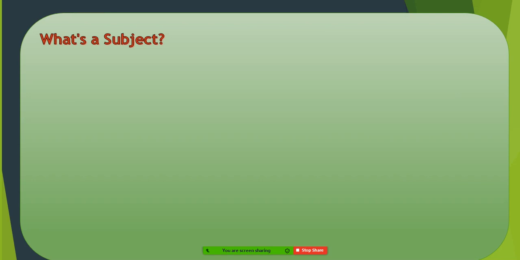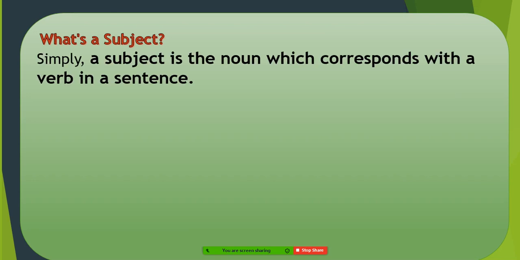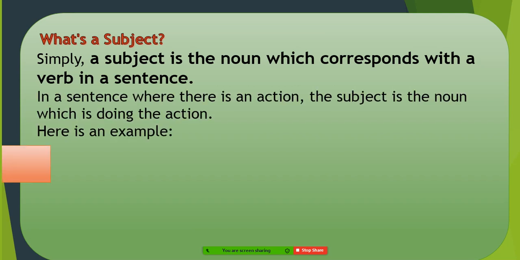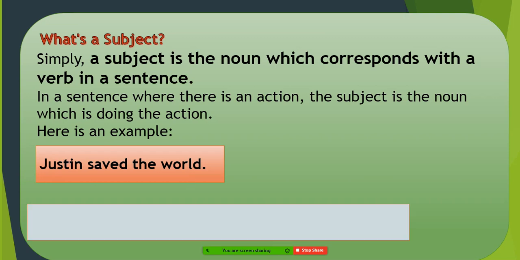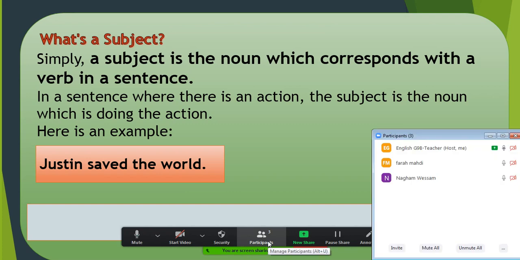Okay, before we go, let's first remember or answer this question. What is a subject? Do you know what a subject is in any sentence? Yes, the person that does the thing. Yes, it's not the person all the time, because sometimes it could be an unconscious thing. You can say it's the noun which makes the action of the sentence itself. So the subject simply is the noun which corresponds with the verb in a sentence. In a sentence where there is an action, the subject is the noun which is doing this action all the time.